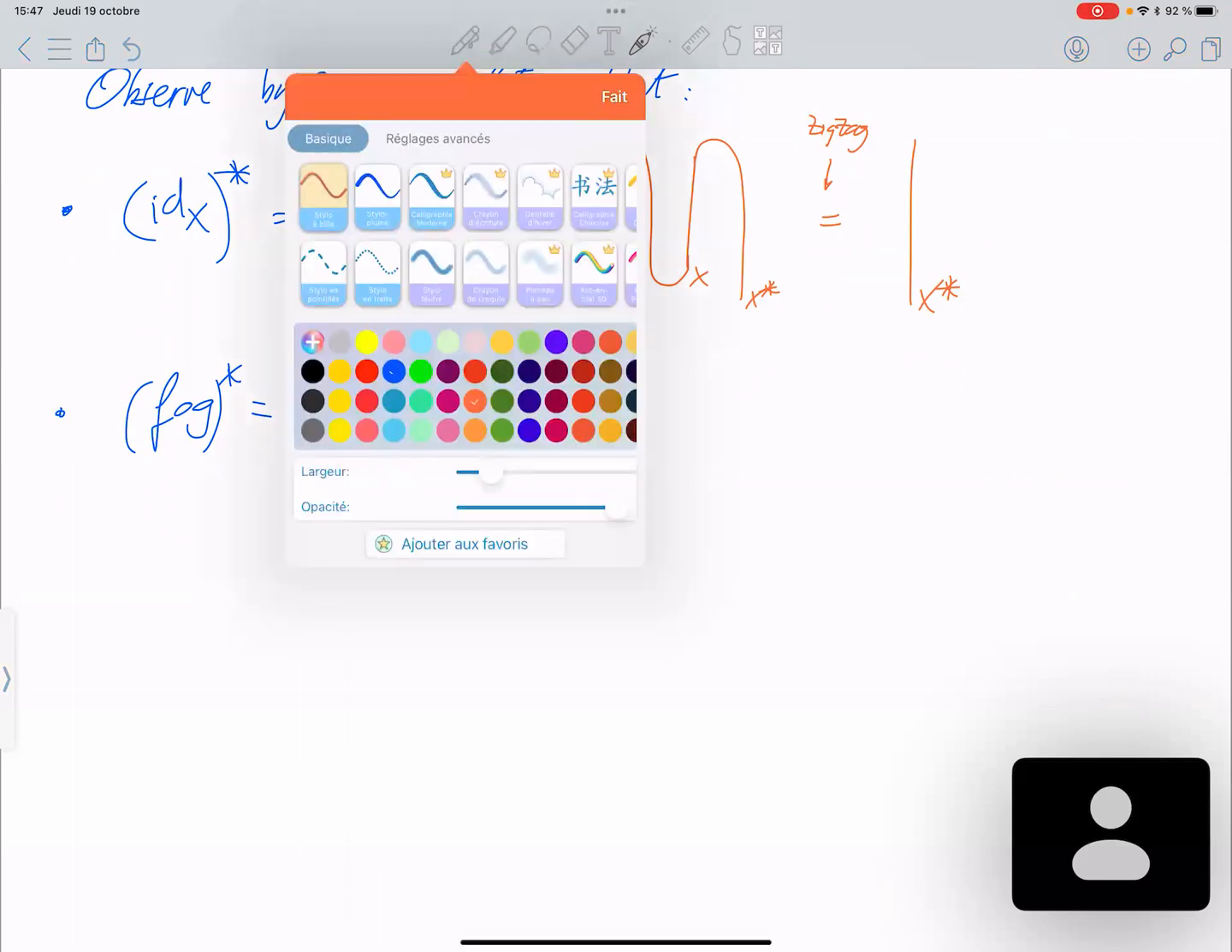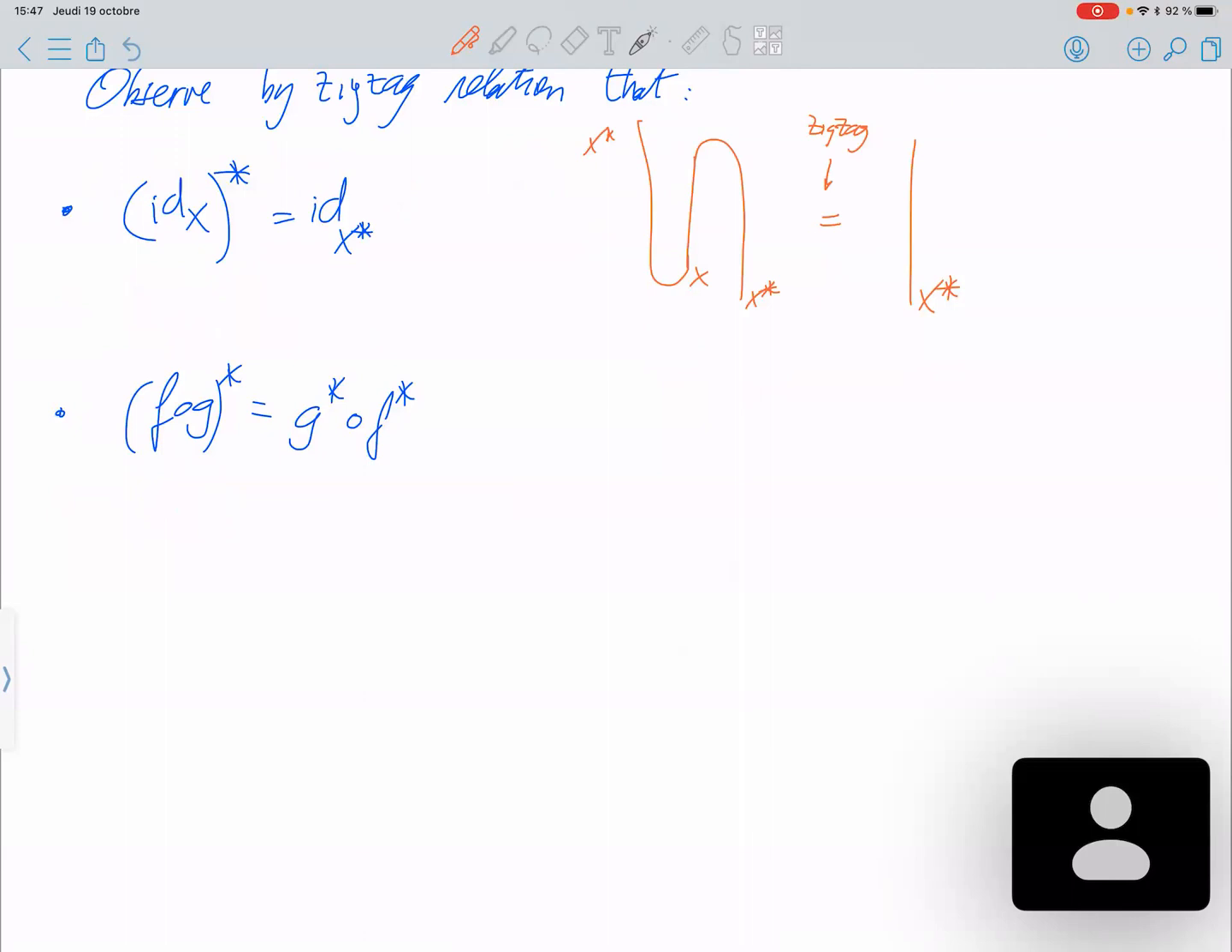So you compose F and G. So you draw F, then you apply the dual. So it's X, Y, Z, Z star, X star. Then you apply again the zigzag relation, but in the other way. So you have F. So you have this one. So this is okay. This is as on the left-hand side.